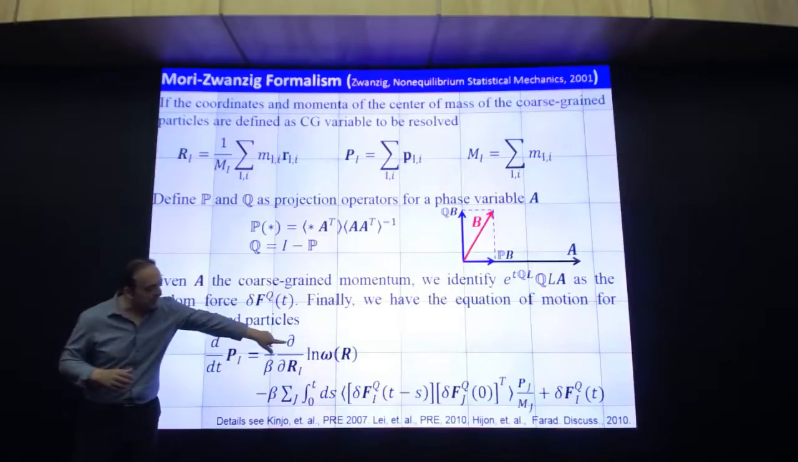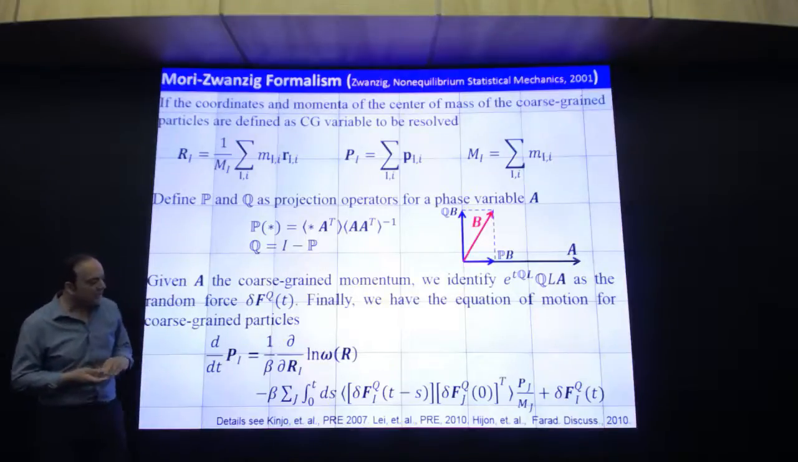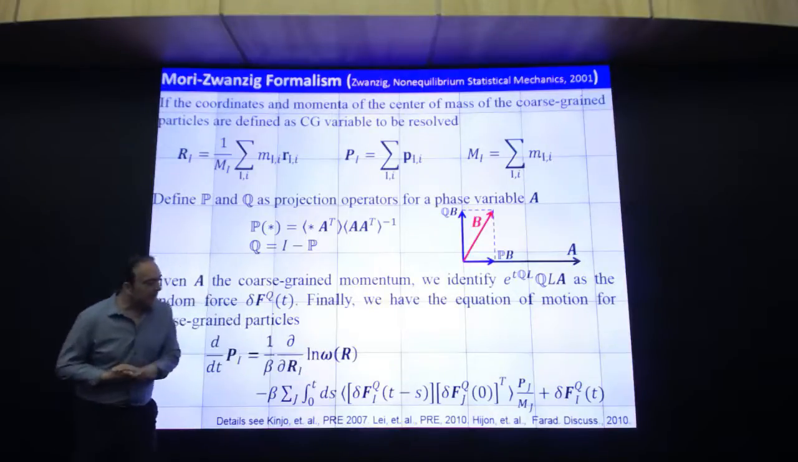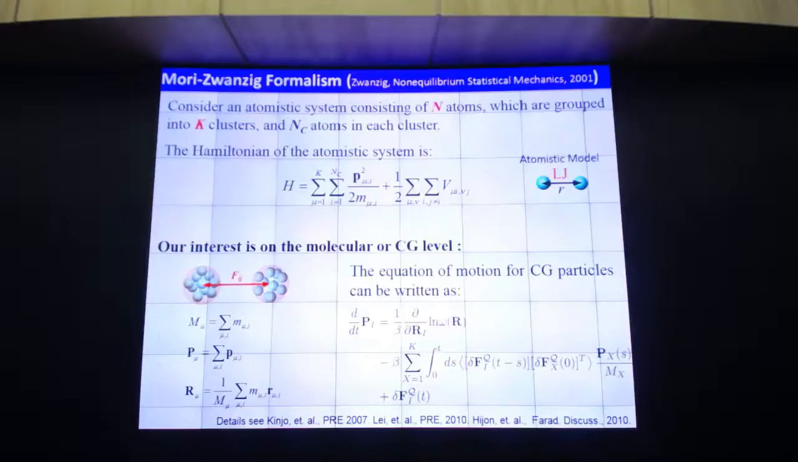I will explain this term, the omega r. It's some normalized partition function. It is the memory term, and then there's another term which I write in terms of some force. That term, e^{tQL} QLA, we assign it the name random force because it doesn't quite relate to the resolved variable.